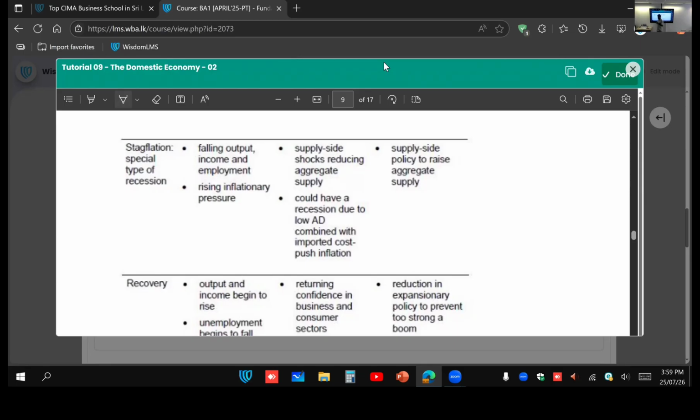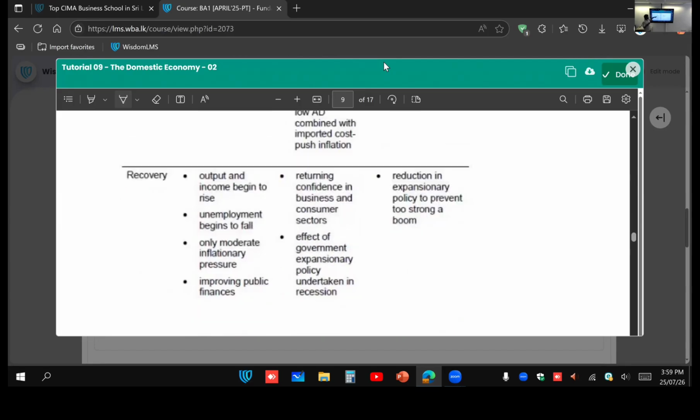Right? Stagflation. So what have you got to do? Stagflation happened because of the lowered supply. As a result, you need to increase the supply. Okay, recovery. Output and income begin to rise gradually. Now we are in a recovery period, right? Unemployment begins to fall. Everybody seems to have a job. Only moderate inflation, kept at very low levels, like 5%.